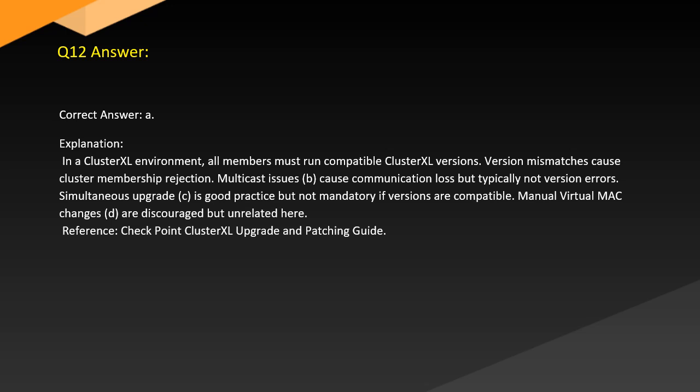Answer. Correct answer: A. Explanation. In a ClusterXL environment, all members must run compatible ClusterXL versions. Version mismatches cause cluster membership rejection. Multicast issues, B, cause communication loss, but typically not version errors. Simultaneous upgrade, C, is good practice, but not mandatory if versions are compatible. Manual virtual MAC changes, D, are discouraged but unrelated here. Reference: Checkpoint Cluster Upgrade and Patching Guide.